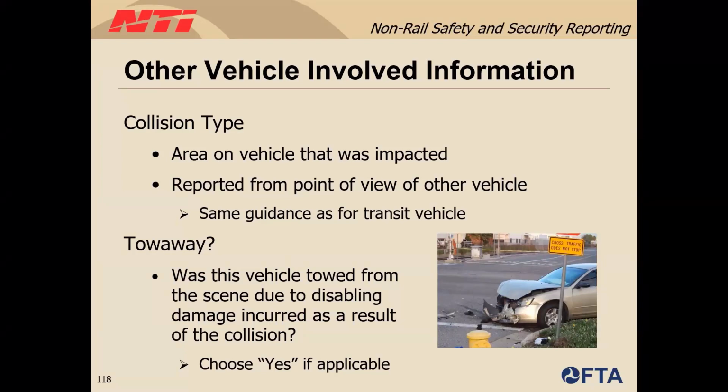The form includes the question, was this vehicle towed from the scene due to disabling damage incurred as a result of the collision? Answer yes or no accordingly. Please select no if the vehicle was towed because the operator was taken away or just wanted it towed. It must be due to disabling damage, even though that may only be a flat tire. This concludes the collision information screen.